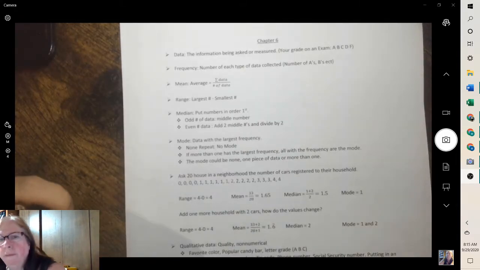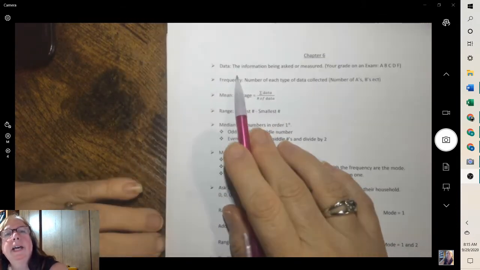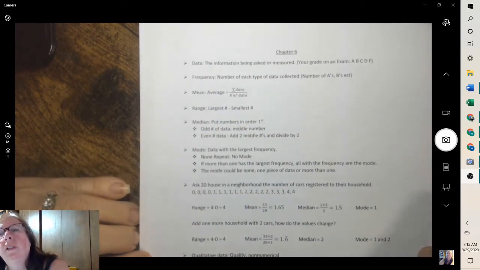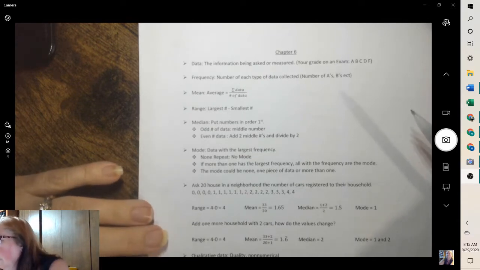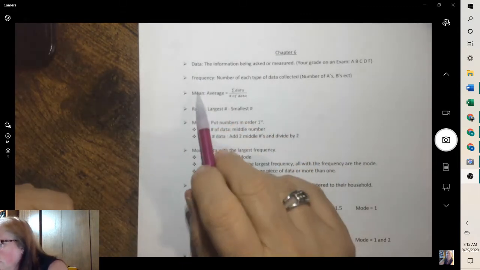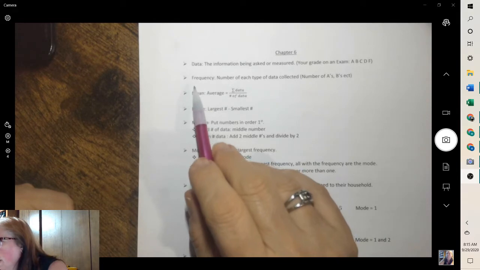First is a few definitions. Data is the information being asked or measured. Whatever you're asking the person, that's your data, the information you're getting. So if you're asking age, how many hours you sleep a day, how many dogs you have in the house, that's your data. The frequency is how many of those show up.